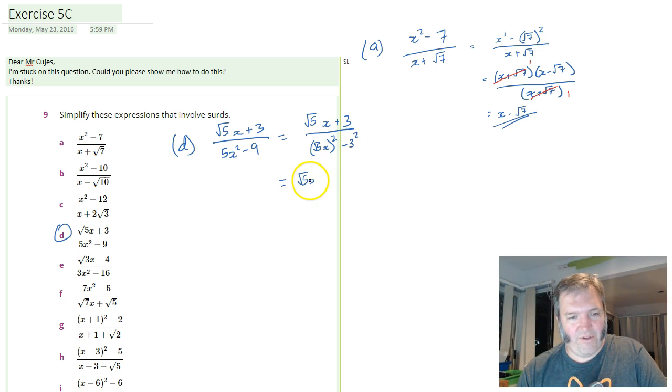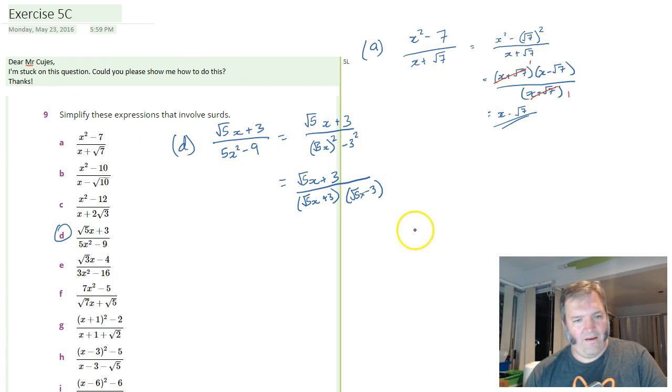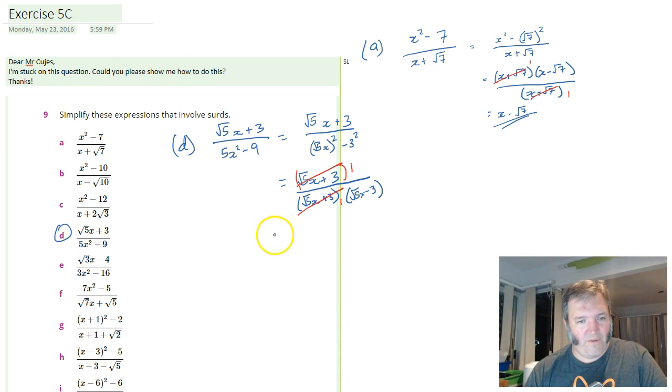Root 5x plus root 3. Haven't done anything with that yet, but I'm about to. First term plus the second term, root 5x plus 3, root 5x minus 3. Lo and behold, I have a common factor. That's root 5x plus 3 times 1. So it can cancel with the factor down the bottom. And I am left with 1 over root 5x minus 3.